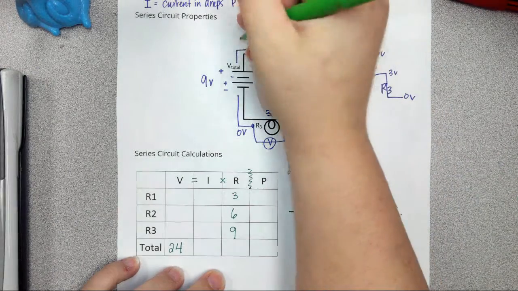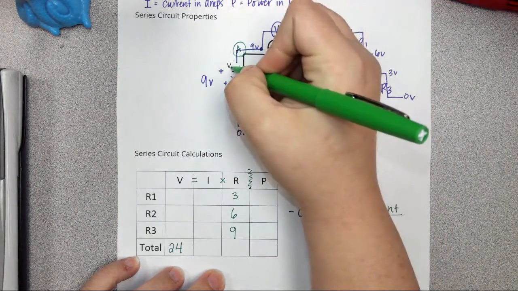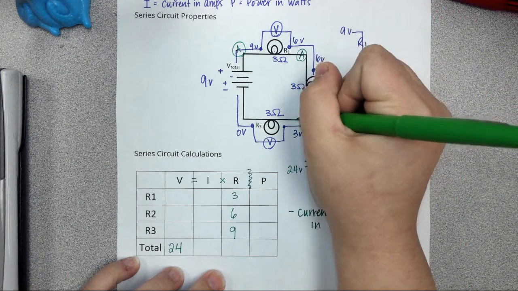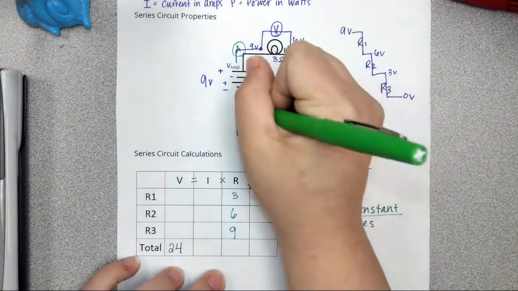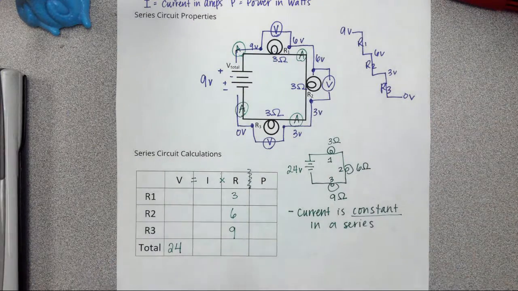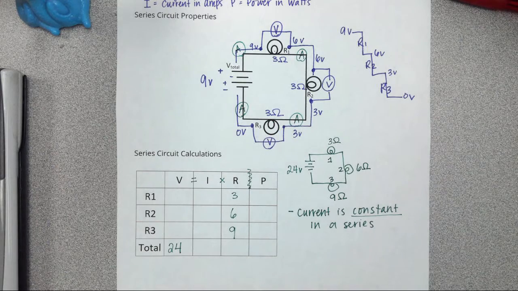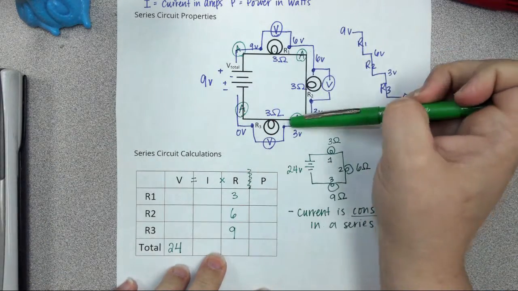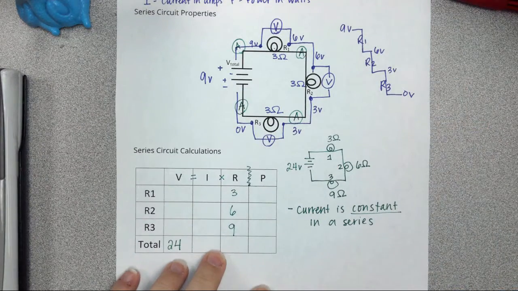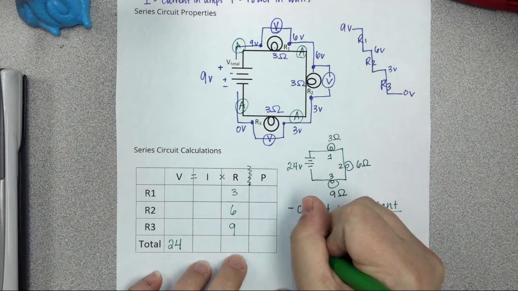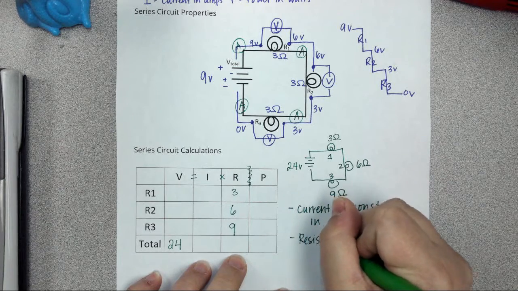That means if I were to take an ammeter reading here, it would match an ammeter reading here, an ammeter reading here, and an ammeter reading here. The current is the same at all of the places in that circuit. It doesn't mean current can never change, it just means it's the same at all places in a series circuit. So we also said that resistance is additive.